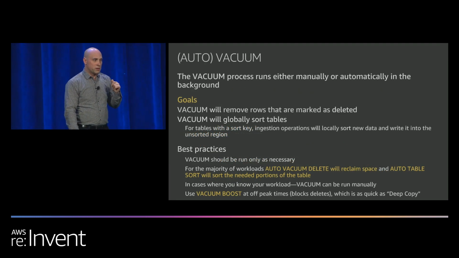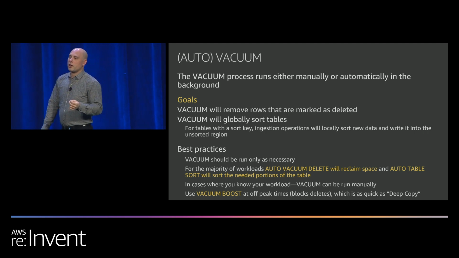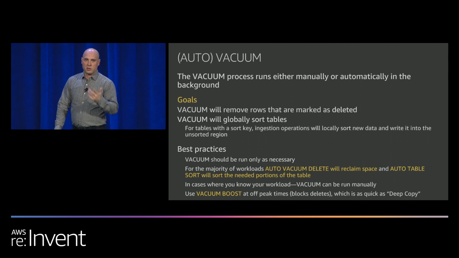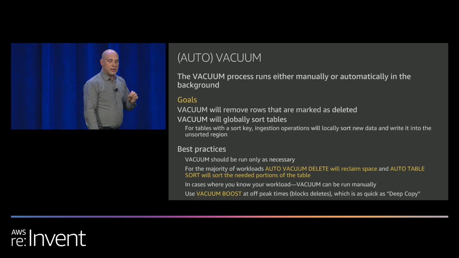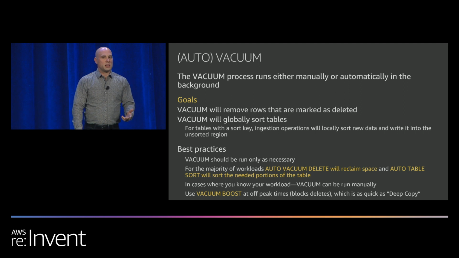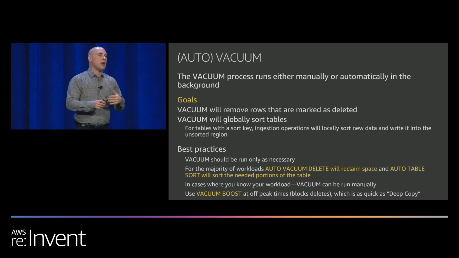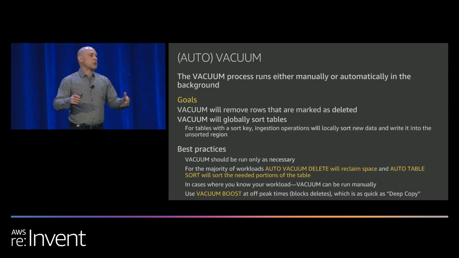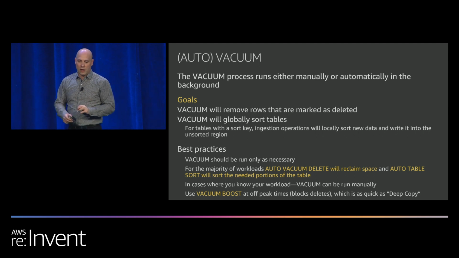So I'm going to talk to you guys a little bit about vacuum. Vacuum does two things in Redshift. Vacuum removes the deleted records, and it also globally sorts the table. Auto vacuum delete has been out for some time now, so deleted records should automatically be taken care of by vacuum. There is also what we call auto table sort. It's not quite the same as vacuum, but it also runs in the background. It looks at the hot portions of the table that you're typically querying, and if those sections aren't sorted, it sorts them. So it's a little bit like auto vacuum sort, but in a light way.